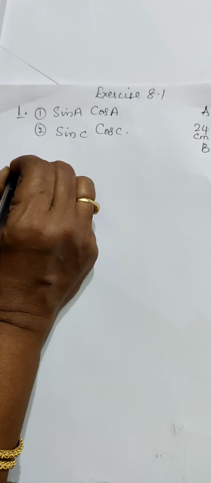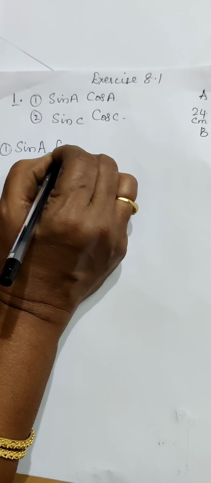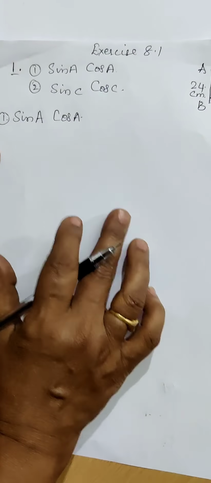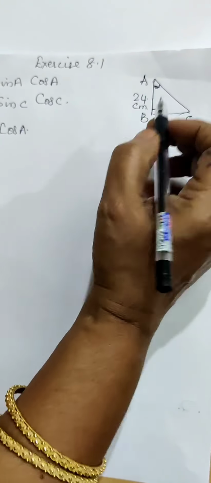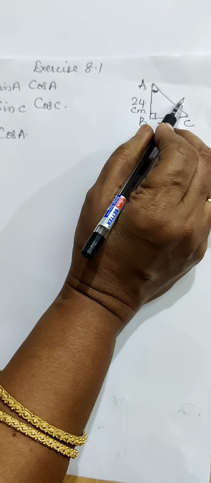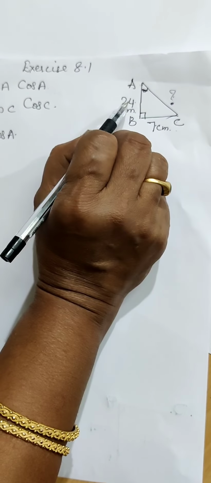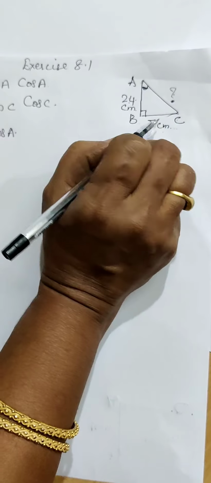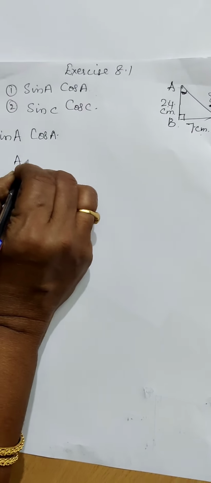So, I will take first sin A, cos A. See, what is sin? Sin A means here is angle A, opposite by hypotenuse. Here we don't know the value of the hypotenuse. Hypotenuse is not given to us. Only the sides AB, BC are given. So first we should proceed to find hypotenuse AC.